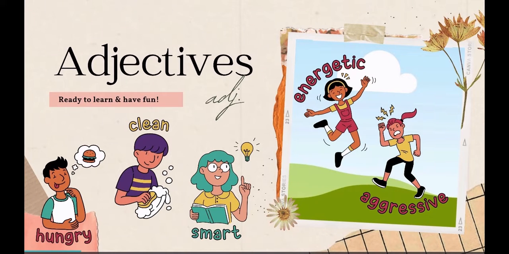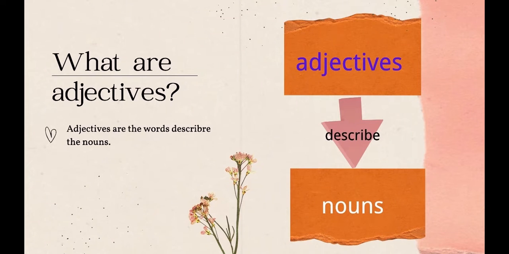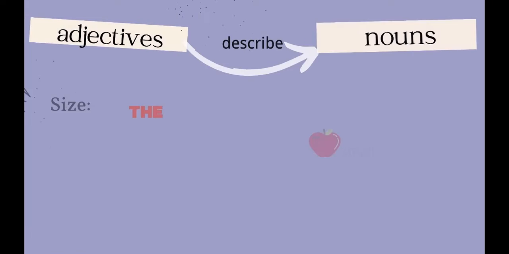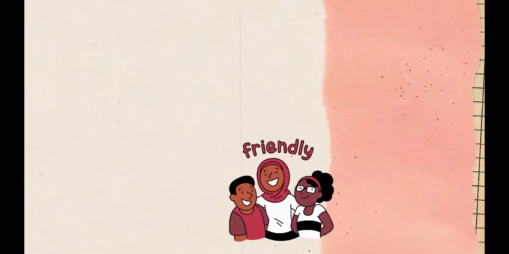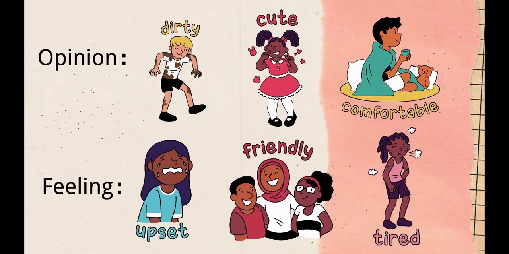Adjectives. What are adjectives? Adjectives are words that describe nouns. Adjectives can tell us information about a noun, such as the size and color. Adjectives can also tell us someone's opinion about a noun or describe how someone is feeling.